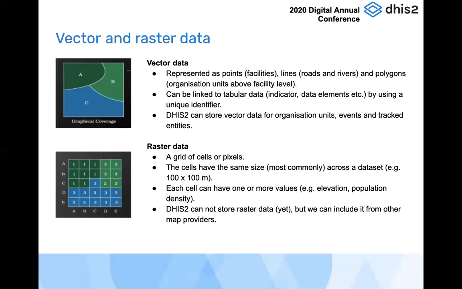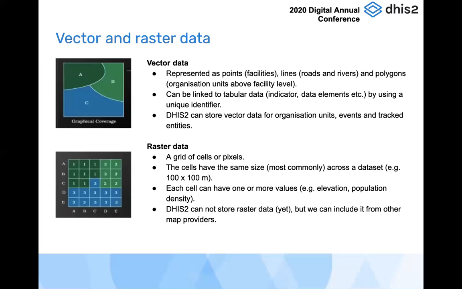And then we have polygons, which is an area, which we use to represent your org unit hierarchy above the facility level, where you have the districts, for example. The good thing about this is that all of these have unique IDs, and then it can easily be linked to the other data tables that we have in DHIS2. So we can link it to the indicators you have, data elements, and then we use this to create the maps. So we can store vector data now for organization units, events, and tracked entities so far in DHIS2.